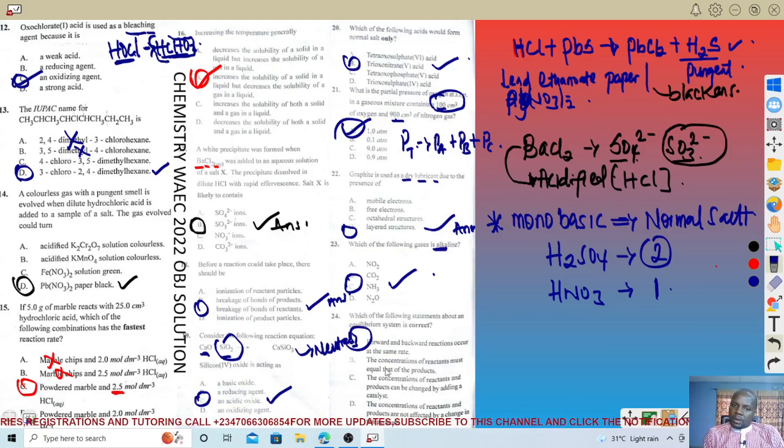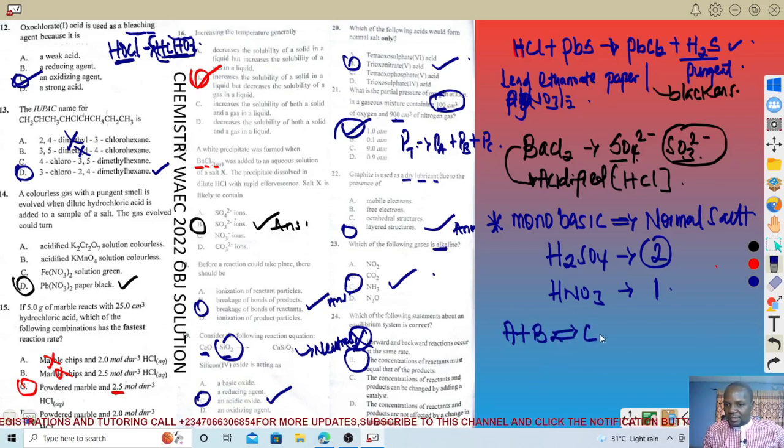No, this is wrong. The concentration of reactant must be equal to that of the product. That is it, because rate of forward reaction is equal to rate of backward reaction. Let's see, we can explain that A plus B reversible reaction C plus D. According to law of mass action, the rate of forward reaction must be equal to rate of backward.